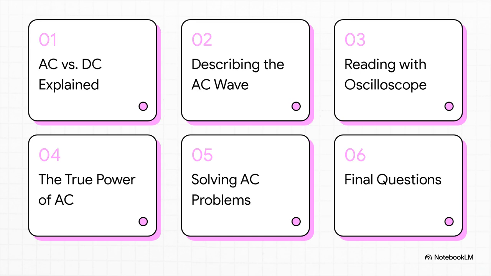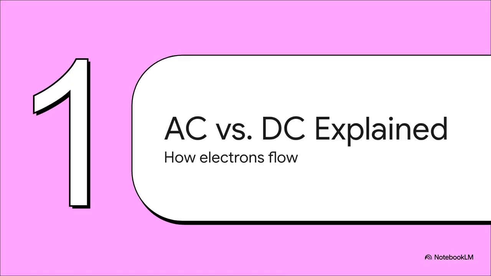Okay, here's our game plan. We'll start by comparing AC and DC. Then we'll get into how to describe the AC wave. After that, we'll look at how to read these waves with a tool called an oscilloscope, figure out where the real power of AC comes from, and then we'll solve a few problems. And finally, it's your turn. All right, first up, AC versus DC. Let's really get into the core difference in how those electrons are moving.